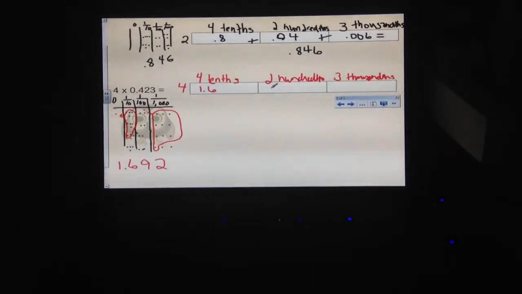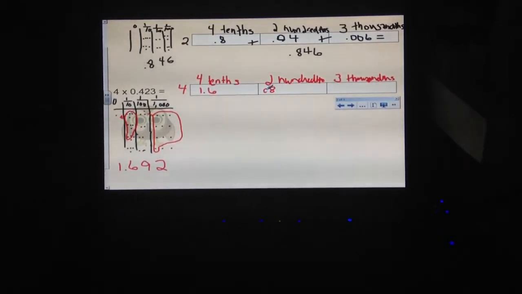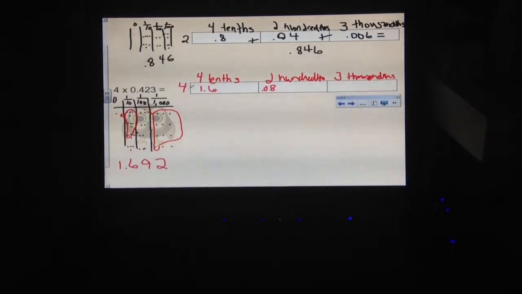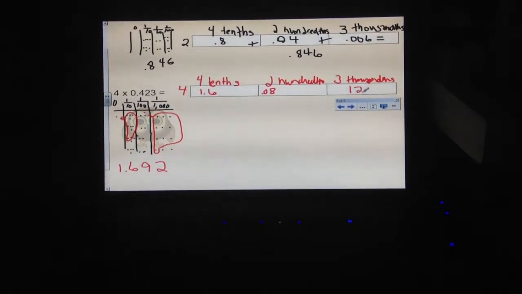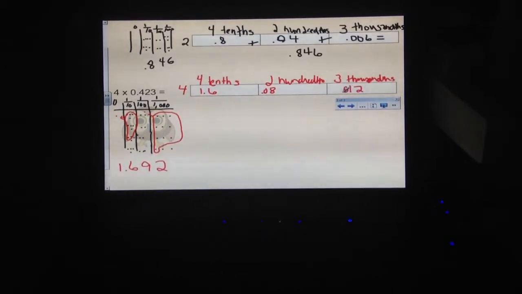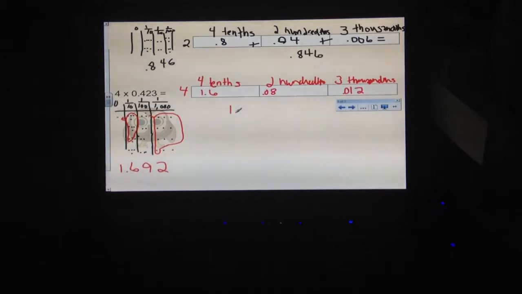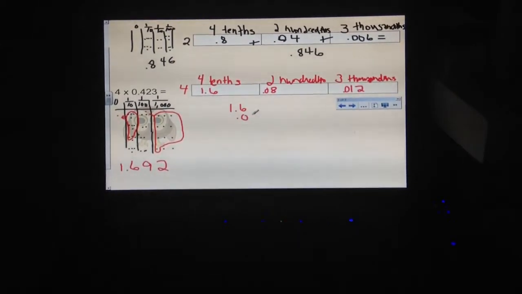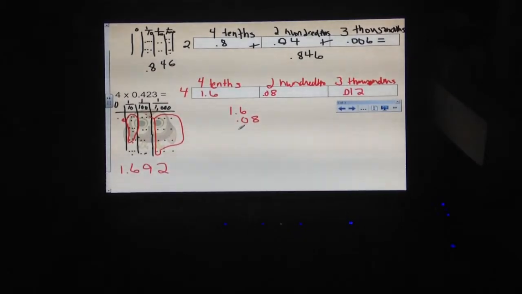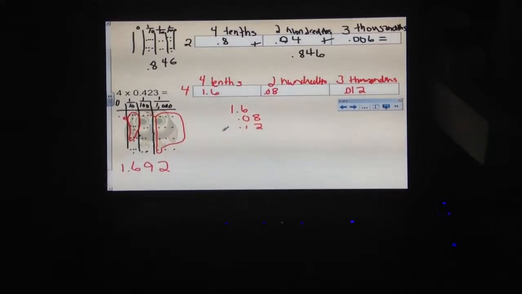4 copies of 2 hundredths would be 8 hundredths. 8 hundredths looks like that. Okay, 4 times 3 would give you 12 thousandths. You have 12. You want to end up in the thousandths place. So 12 thousandths would look like that. Now I can take these numbers and I can add them up. Like that. Zero.